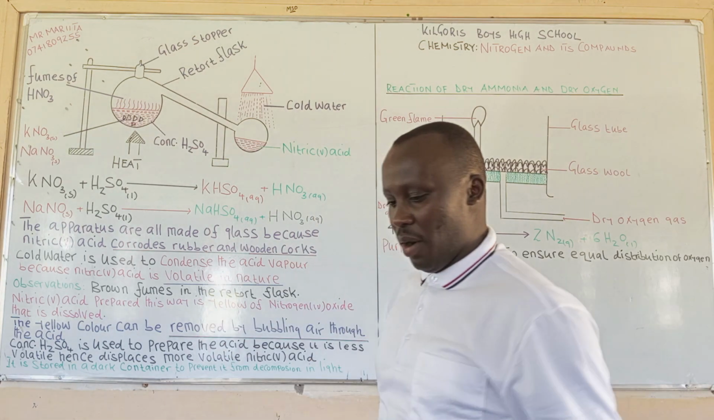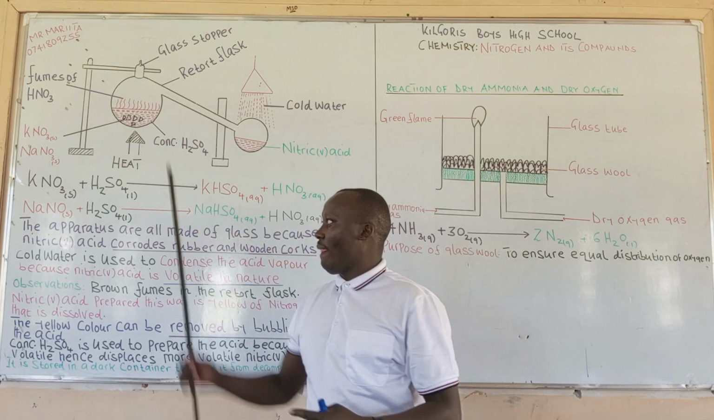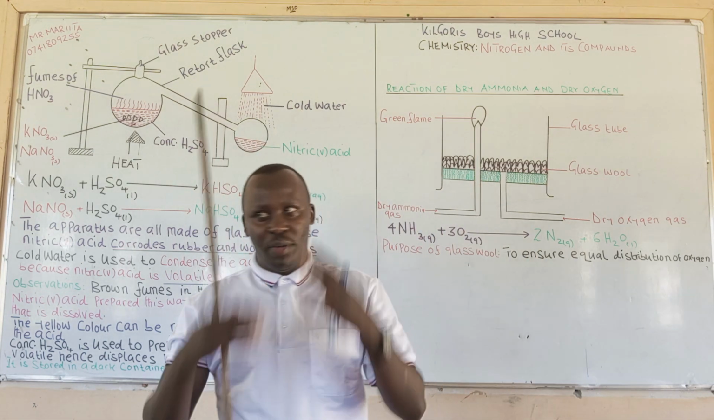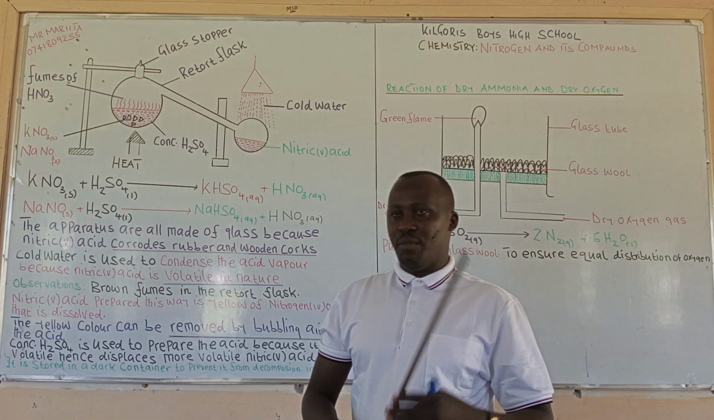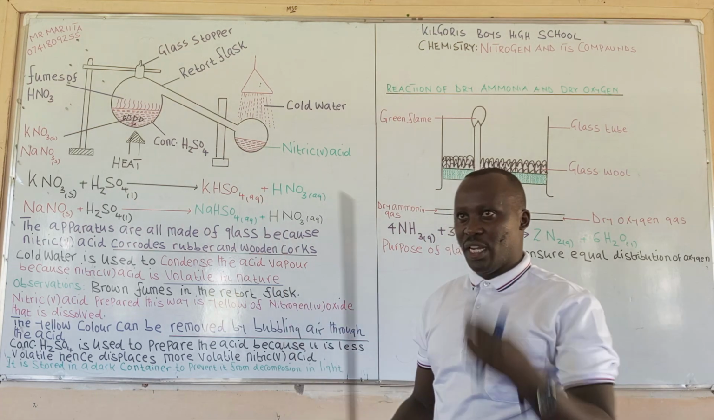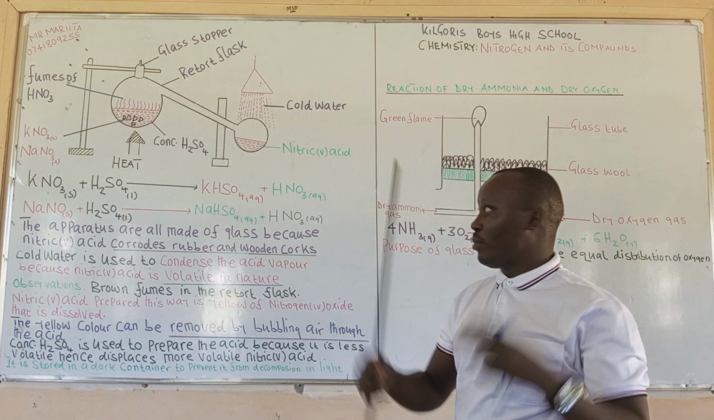So we start from our first diagram. We have the KCSE apparatus. The KCSE apparatus is used for the laboratory preparation of nitric acid. Remember, we have the industrial preparation of nitric acid, and now we are looking at the lab preparation. So what do you require during the lab preparation?